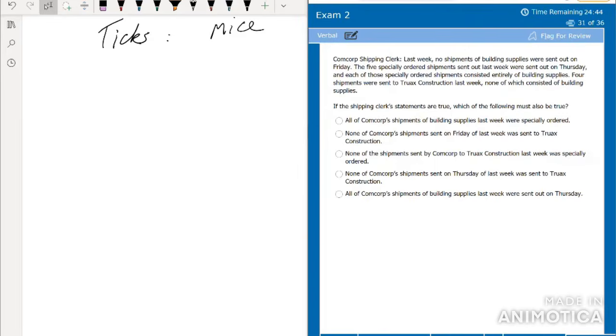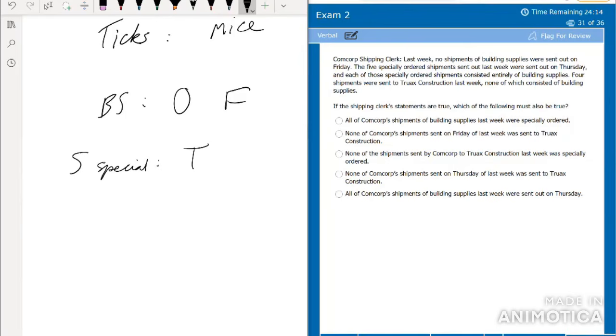If the shipping clerk's statements are true, which of the following must also be true? Okay. Last week, no shipments of building supplies were sent out on Friday. Okay, so building supplies, 0 on Friday. The 5 specially ordered shipments sent out last week, so 5 special, were sent out on Thursday. And each of those specially ordered shipments consists entirely of building supplies.